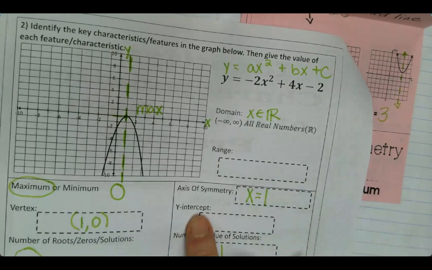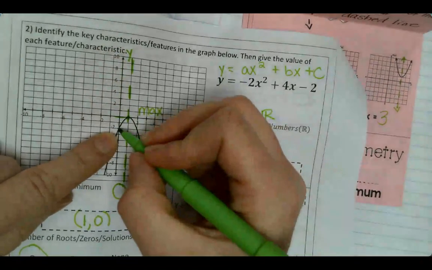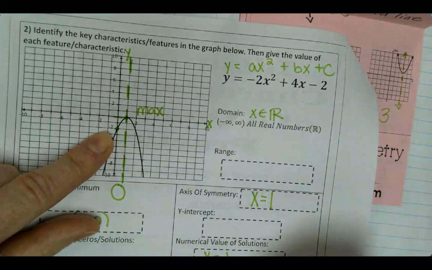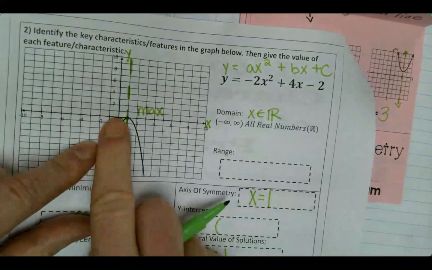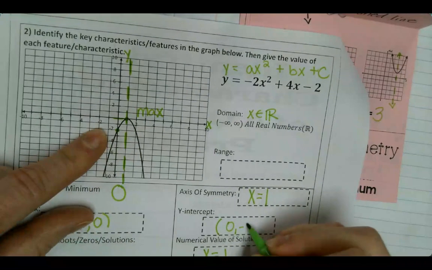Now we'll do our y-intercept where it crosses the y-axis. So we look and see it's right here. And we need a coordinate pair for that. X is, you go 0 left and right, down 2. So 0, -2.